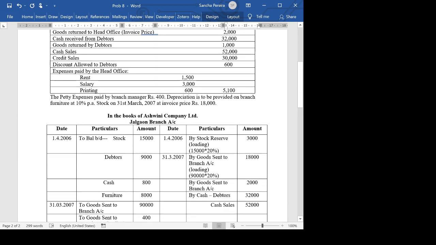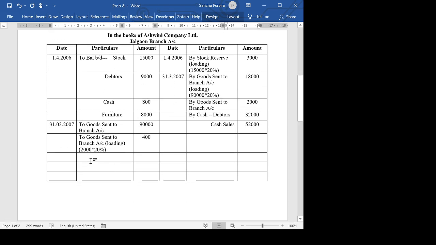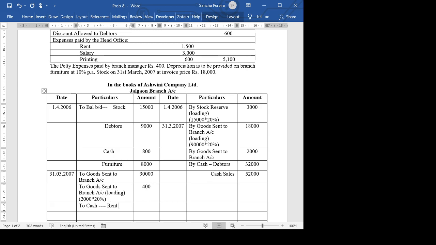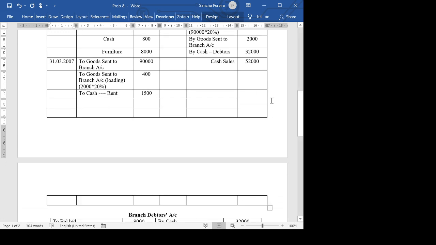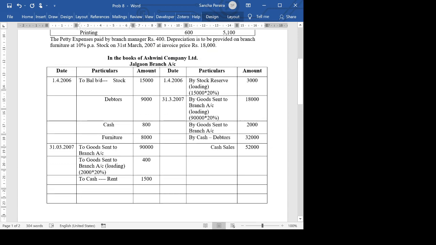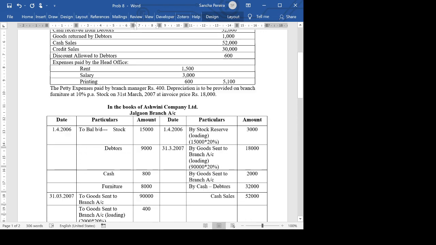Okay. And next we have the expenses. Expenses paid by the head office. So to cash, we'll assume it's paid by cash. You have rent, which is 1,500. There is salary, 3,000, and we also have printing, 600.